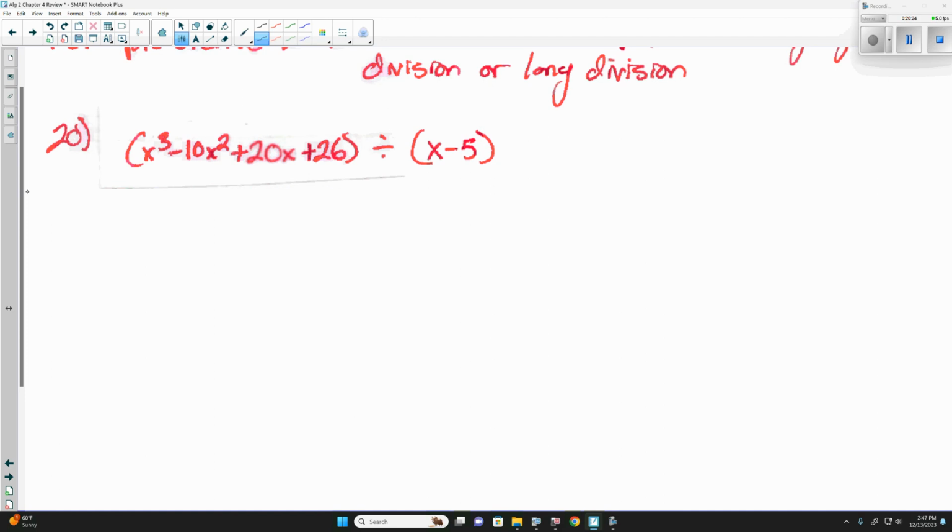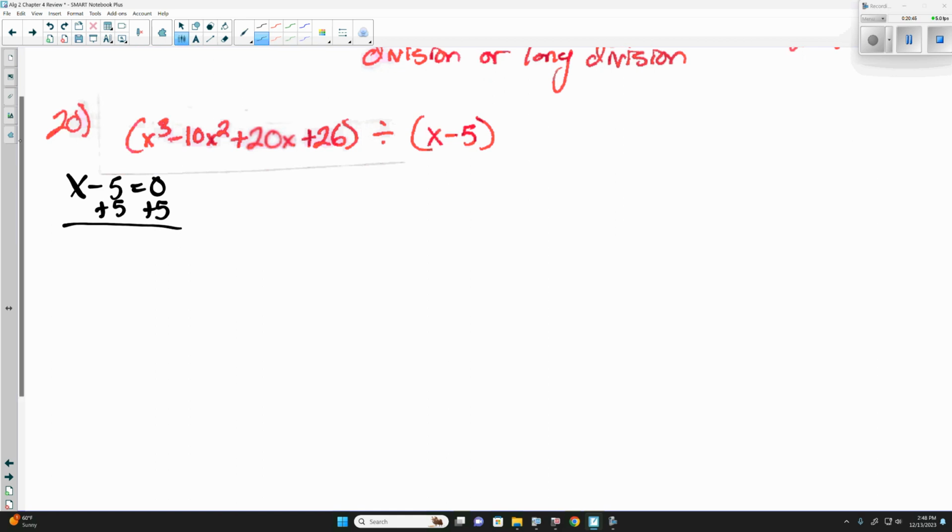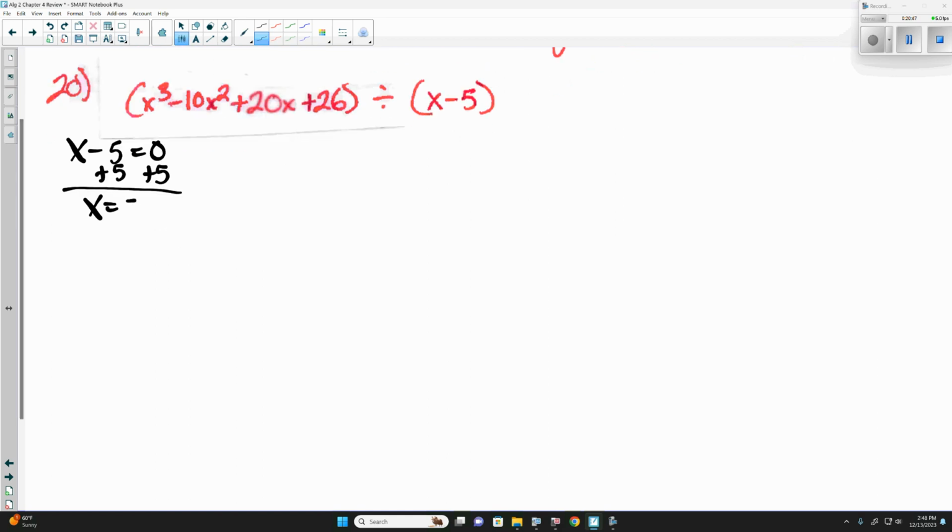20. So we can do this by long division or synthetic division. I have a feeling you all want to do this by synthetic. First thing we need to do is take what we're dividing this by, our x minus 5, set it equal to 0, and solve for x. So we can add 5 to both sides, telling us x is equal to 5.